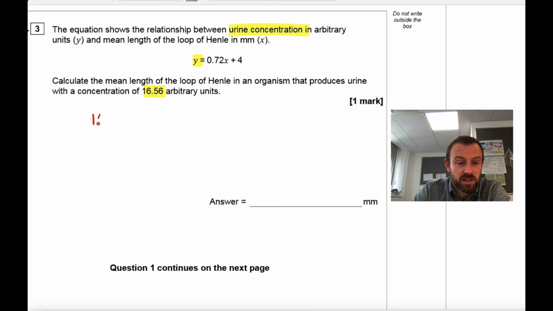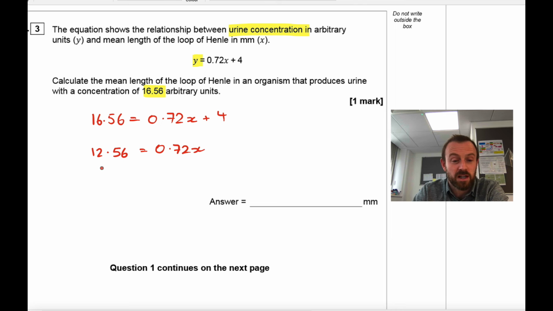So we're going to write 16.56 equals 0.72x plus 4. I'm going to solve this equation, so we're going to subtract 4. So that's going to be 12.56 equals 0.72x. We're going to divide both sides by 0.72, so cross that out.